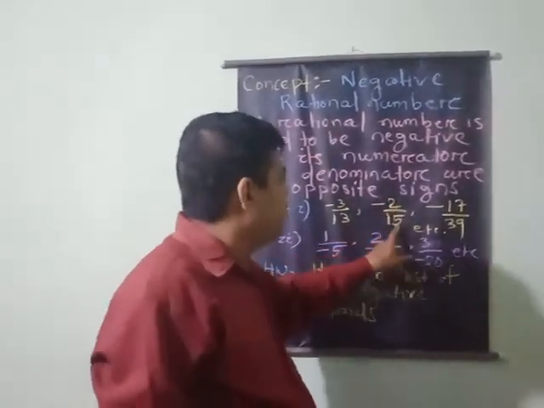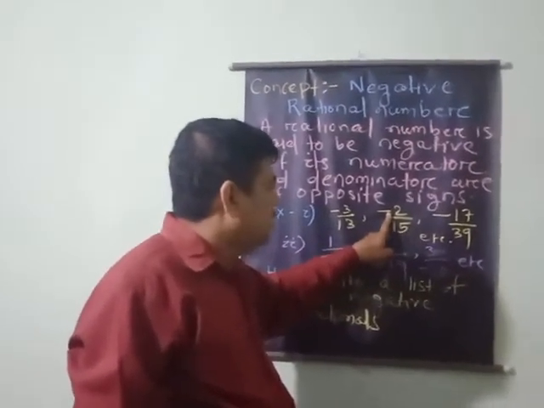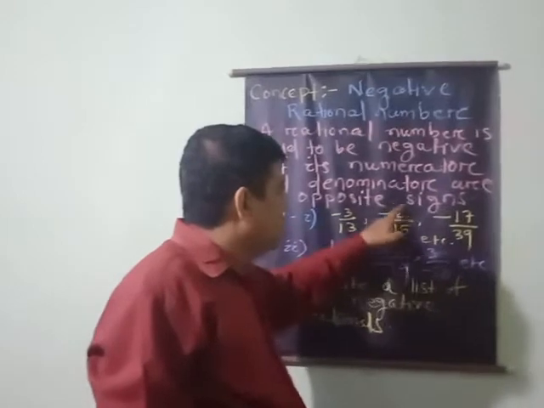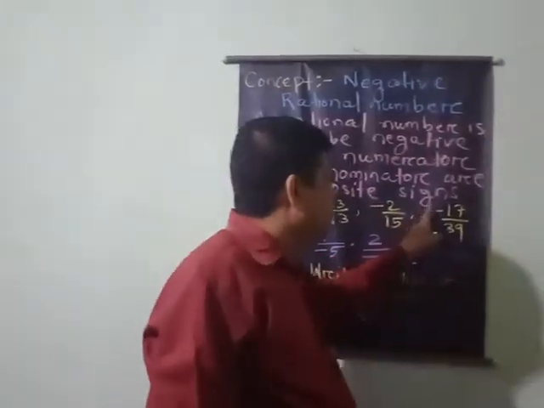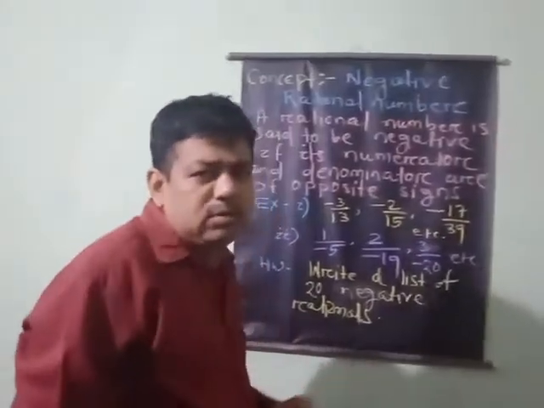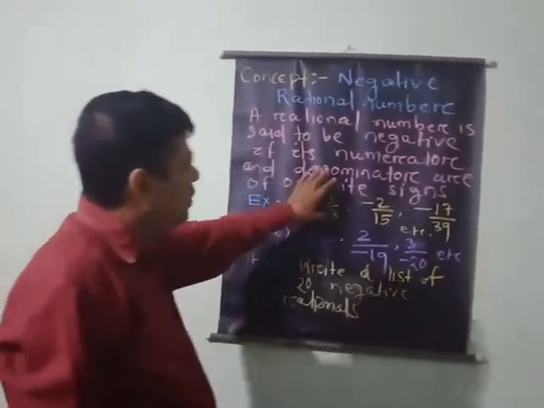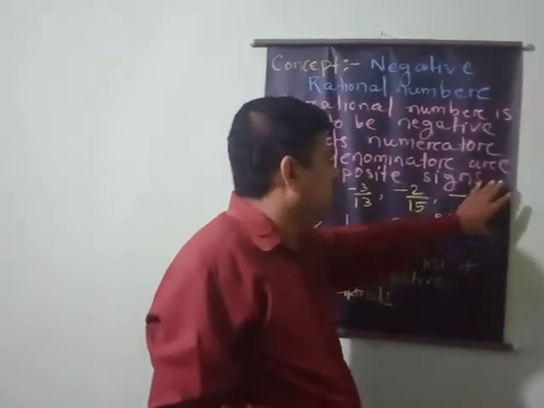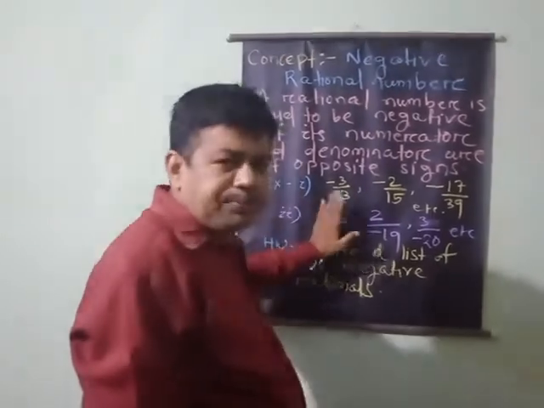Similarly, minus 2 by 15. The numerator carries a negative sign, the denominator a positive sign. So minus 2 by 15 is also a negative rational number. Similarly, minus 17 by 13 is a negative rational number. Similarly, you can prepare a list of rational numbers whose numerator is negative and denominator is positive.